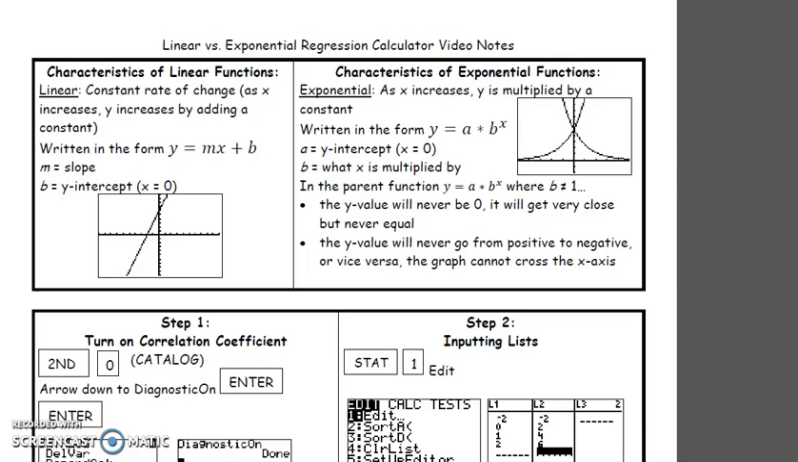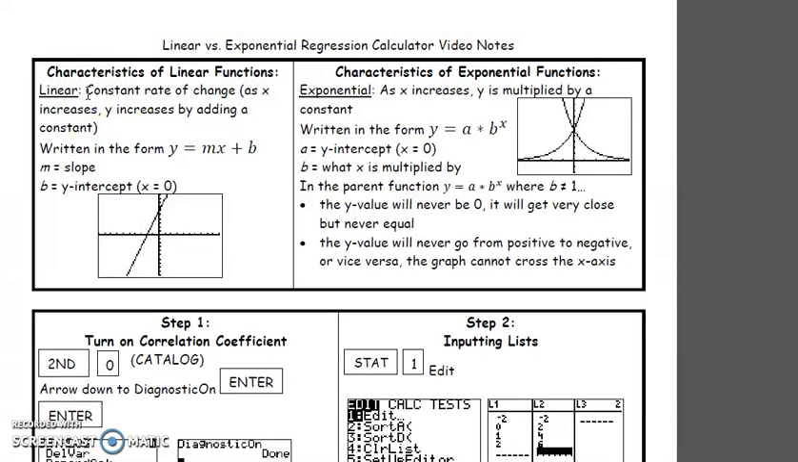Okay, hi guys. For tonight's video, you need your calculator and you need this note sheet that I passed out in class today. We are going to take a look at linear versus exponential regressions on the calculator and determine for a set of data which would be a better choice, a linear model or an exponential model. And regression just means the line of best fit, or in the case of an exponential one, the curve of best fit. So real quick, I wanted to review the characteristics of a linear function.